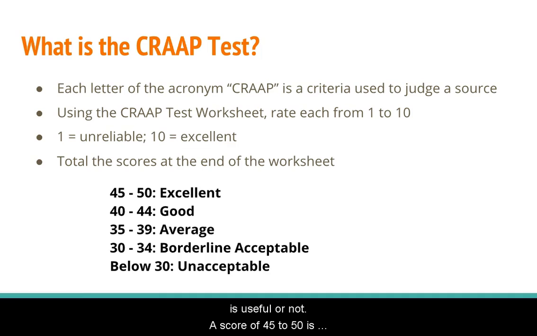A score of 45 to 50 is excellent. A score from 40 to 44 is good. 35 to 39 is average. 30 to 34 is borderline acceptable. And a score of below 30 is unacceptable. So, let's look at each of the criteria that make up the CRAAP test.